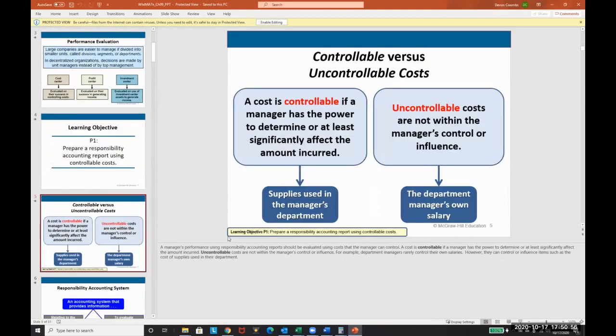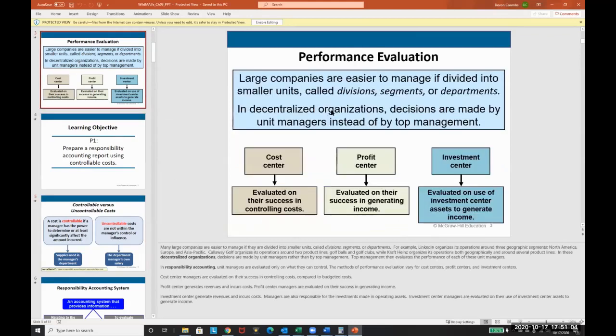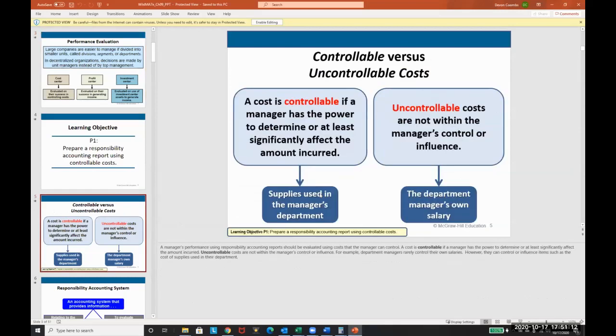So how do we do this with the concept of controllable costs? Take notes on the difference between controllable and uncontrollable. First, from a homework perspective, memorize these different types of centers, and we kind of talk through what might be different parts of these centers. Also memorize controllable costs versus uncontrollable costs.